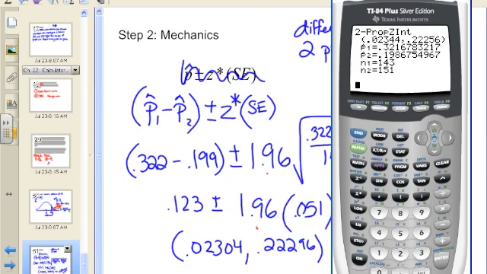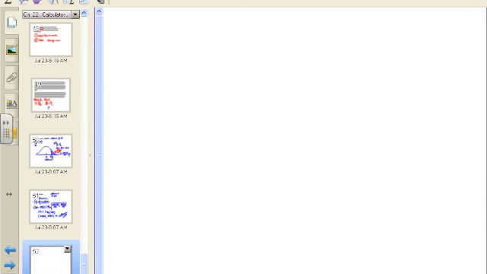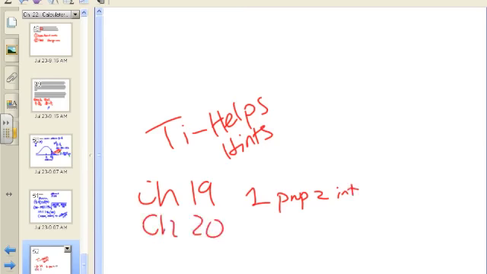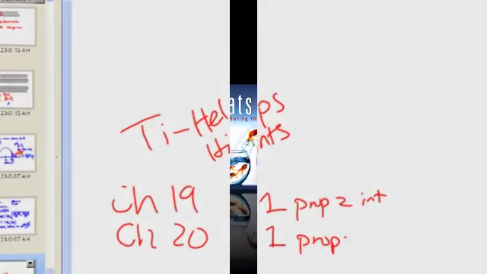So I hope that you will play around with the calculator. Use your textbook. Remember, your textbook has those really awesome TI helps, or I don't know, maybe they're called TI hints. But in the book, there are some great resources to help you remember. And you could also go back and look at chapter 19 to see how to do a 1 proportion Z interval on the calculator. And chapter 20 will reference how to do a 1 proportion Z test.